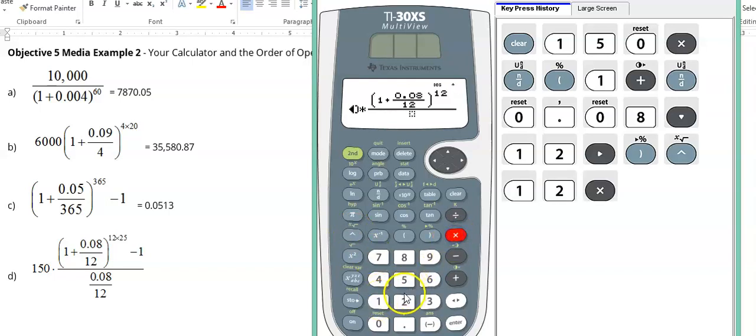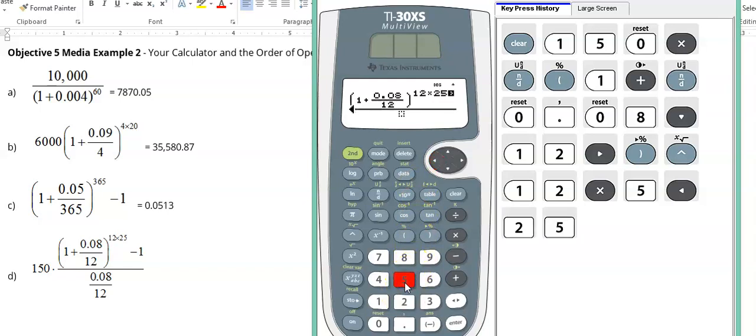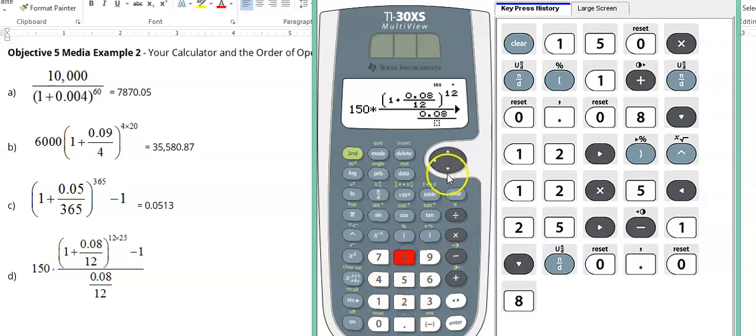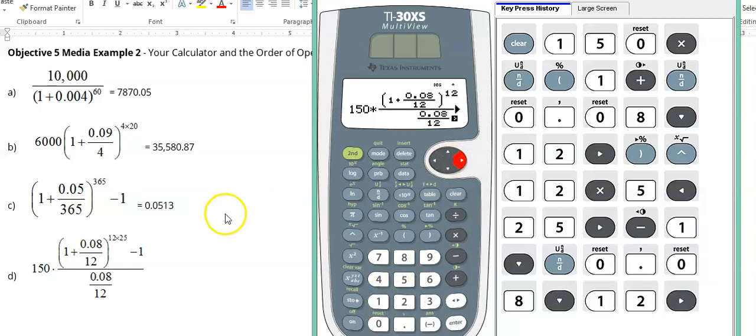12 times 25. Oops, I somehow missed the 2, so I'm going to go back. I'm just going to type over it, 5. There we go, 12 times 25. And again, this minus 1 is not in the exponent, but notice it is in the numerator. So we're going to go to the right. Notice we're still up here in the numerator, and we put minus 1. Now I'm going to move down to the denominator. The denominator has its own fraction, so I'm going to hit the fraction button, 0.08 over 12.